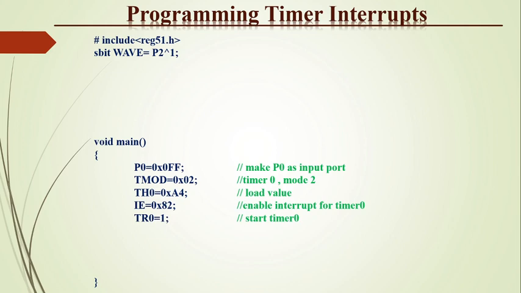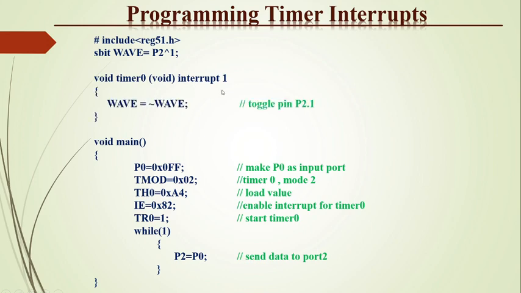So this will start generating the square wave, and we have to continuously get data from port 0 and send it to port 2. While doing this, when the timer rolls over, it generates an interrupt and jumps to the timer 0 interrupt vector, where the ISR is given, which just complements the bit P2.1 using the instruction wave = ~wave. After doing this, it returns from the interrupt and jumps to this loop.